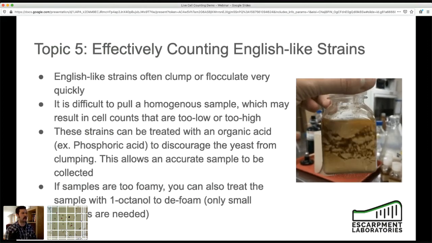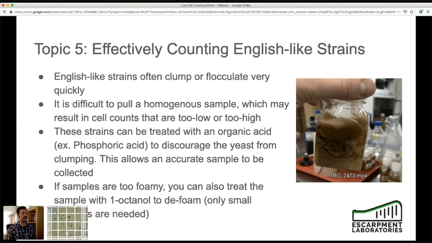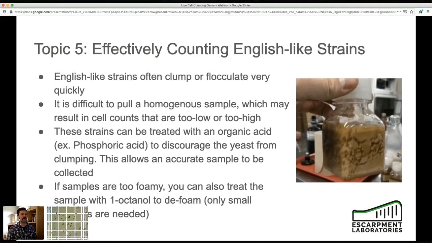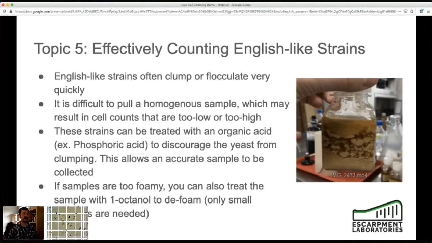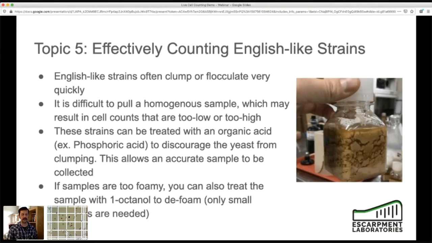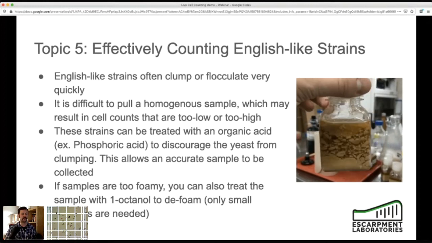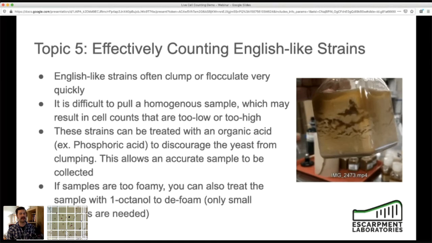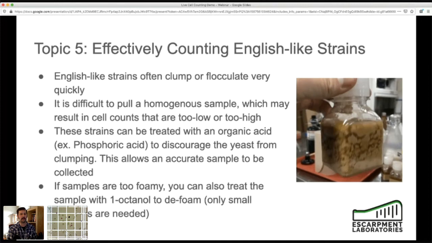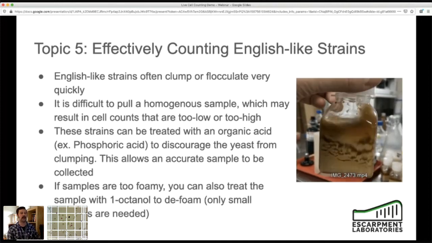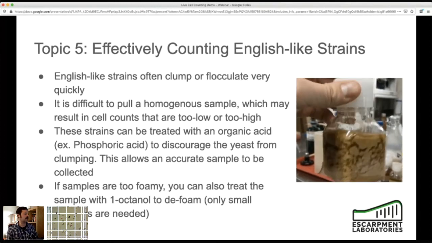If the samples you're working with are too foamy, you can also treat them with this compound called 1-octanol to defoam it, and you only need a small amount. Our Foggy is extremely foamy, and it's really hard to get accurate counts on. So we've integrated using 1-octanol, which basically prevents the foam from forming, and then it makes it easier to pull more accurate samples. Because sometimes we pull samples, and then half of our pipette tips are foam, which means we're not getting what we think we're getting. So 1-octanol is another thing you can integrate into your process to make it simpler.